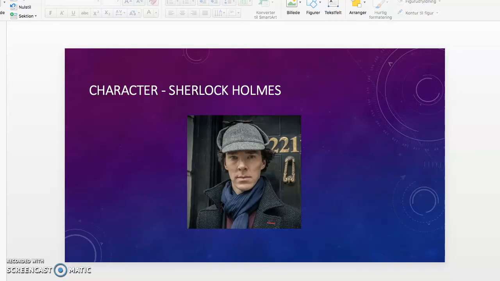The first character we have is Sherlock Holmes, and his backstory is unknown in the first episode. But his relationship is that he has a lot of enemies. He also has a good relation to the woman he rents his apartment from, which is Mrs. Hudson. Of course, he has his friend, Dr. Watson, and then he's friends with the restaurant owner, and then there's his brother.